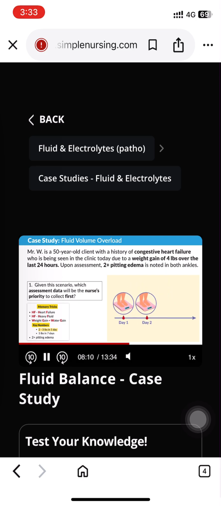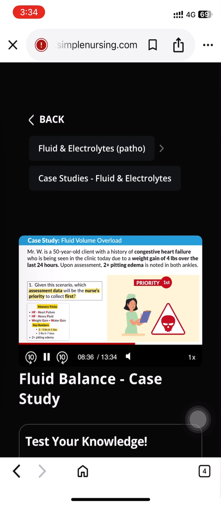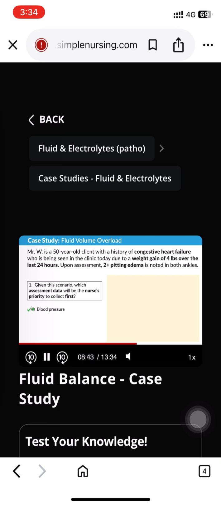Now the next key term, or key number rather, is 5 pounds in 7 days. But this question talks about 24 hours. Now the last key term in the question is 2+ pitting edema. Remember, that waterbed skin from the heavy fluid. Now the question asks for which assessment data is priority to collect first. So again and again, for priority questions, think what can kill this client the fastest. So if you were to only check one thing, what would be the priority? So in this case, it would be blood pressure.